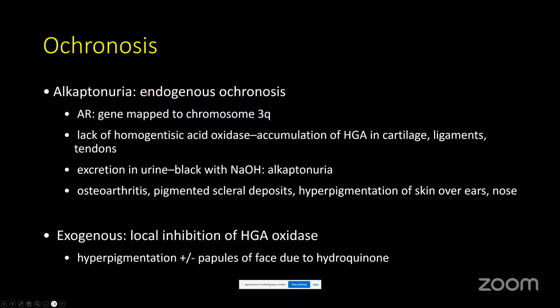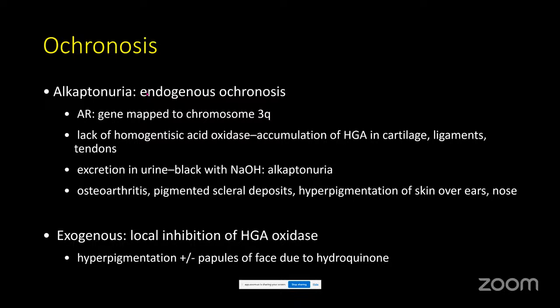So ochronosis: you can have systemic ochronosis that's due to endogenous ochronosis. It's an autosomal recessive disorder, and they have a lack of homogentisic acid oxidase. And so they have accumulation of homogentisic acid in the cartilage, ligaments, and tendons. They present early on with a black diaper sometimes because the urine turns black. It's referred to as alkaptonuria. They also have arthritis, especially in their back. They lose their lumbar lordosis. They have black pigment around their eyes and on the cartilaginous areas. So that's rare, but a very distinct clinical presentation.